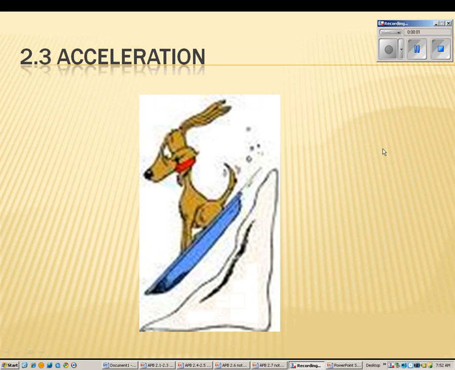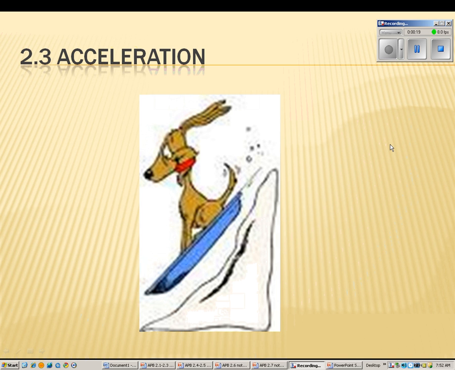This is the APB 2.3 acceleration section of notes. We have a dog here going down an incline. And this dog we're going to say is accelerating. That means the dog is going faster and faster and faster. His velocity is increasing over time.